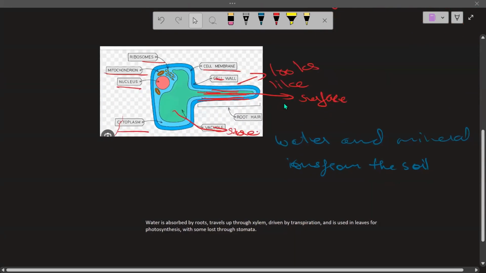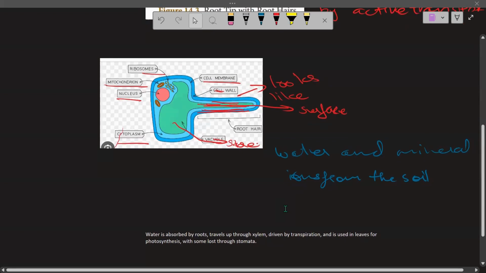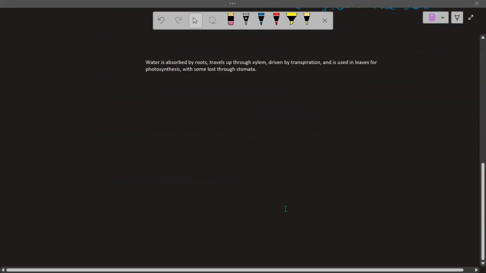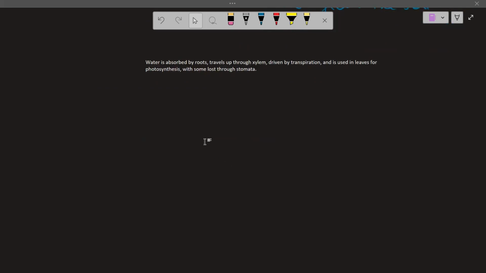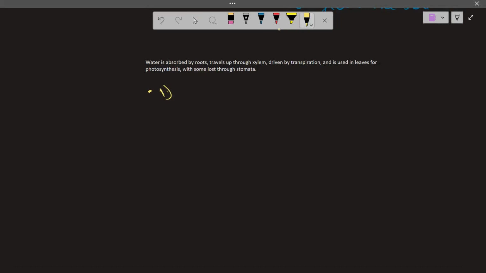The water is absorbed by roots and travels up through the xylem, driven by transpiration, and is used for photosynthesis with some loss through stomata. So what do we get from this statement? We can see that the first step is the absorption of water through roots.